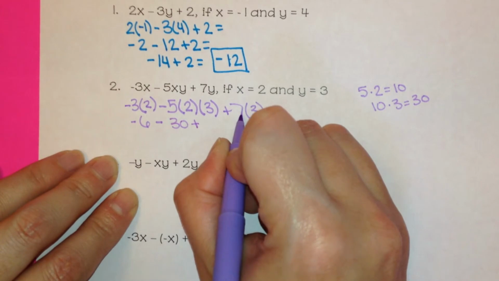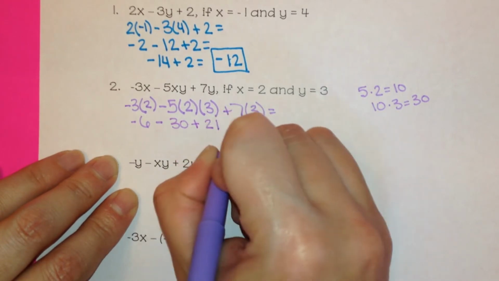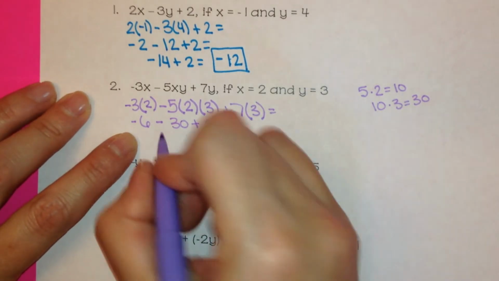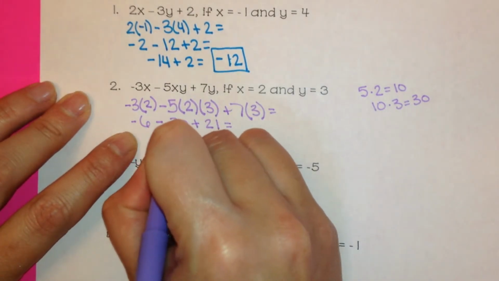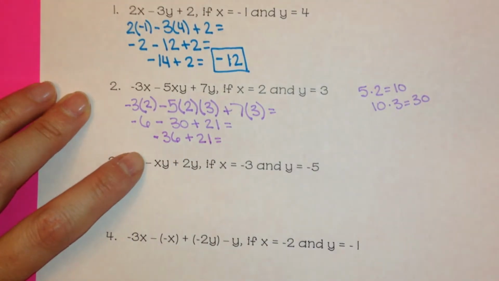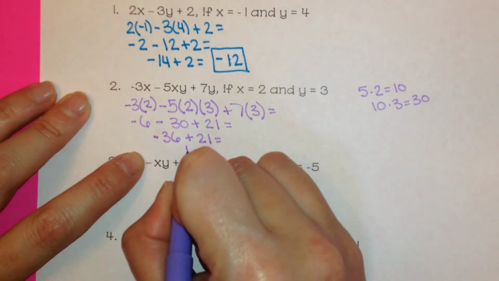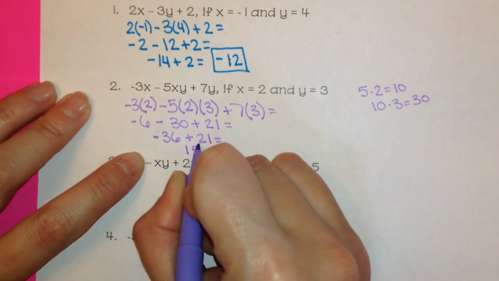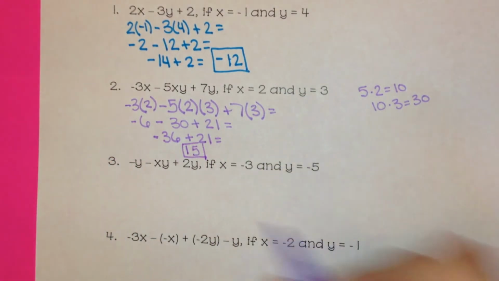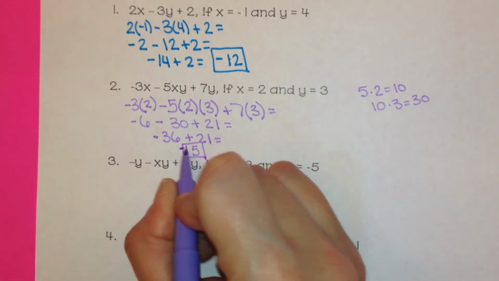Bring down the plus. 7 times 3 is 21. All right, we have negative 6 minus 30, which gives us negative 36, plus 21. Negative 36 plus 21 leaves us with 15. Sorry, negative 15. Don't forget that negative.